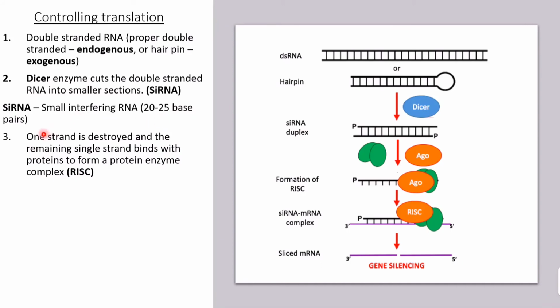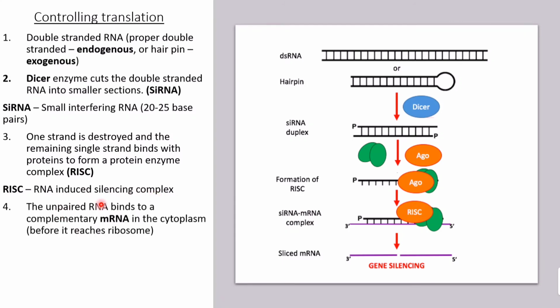And one strand of our siRNA, so our smaller sections of double-stranded RNA, one strand is destroyed, and the remaining single strand binds with proteins to form a protein enzyme complex called RISC. So you can see here that our siRNA is now one strand. So one of our strands has been destroyed and the other is combined with proteins to form this enzyme protein complex called RISC. And RISC stands for RNA-induced silencing complex.